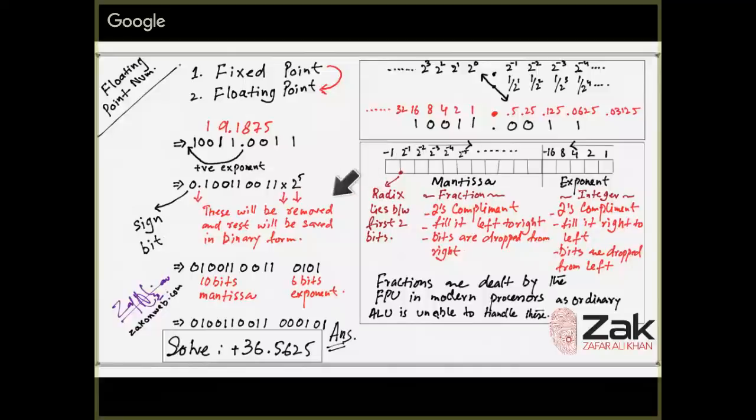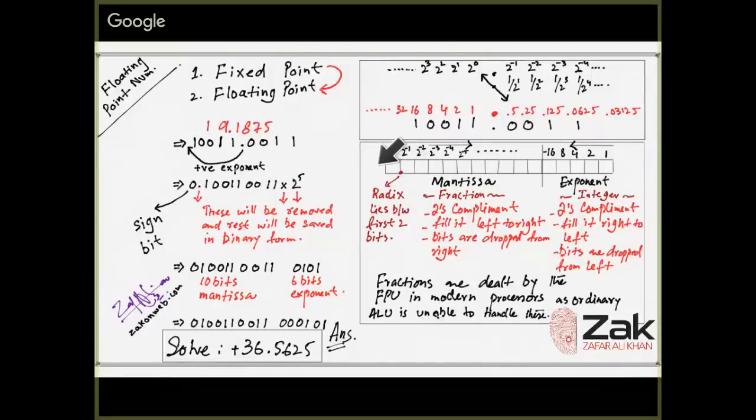Because we cannot allocate space for this point or this multiplication symbol or this base symbol. So it is assumed that the point or radix lies between the first two bits. When we move the point all the way out, it becomes 0.1. It means that the point now lies between the first two bits. When it is confirmed that the point lies between the first two bits, we don't have to actually show the point. It is understood.